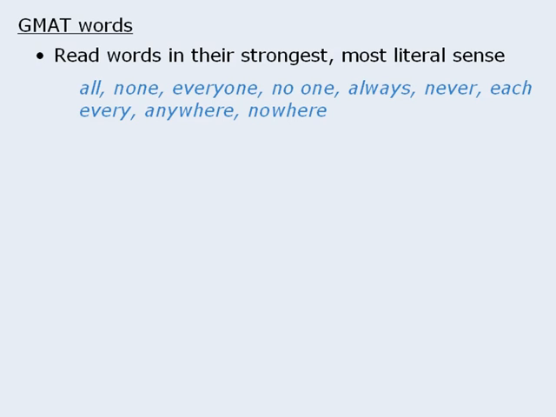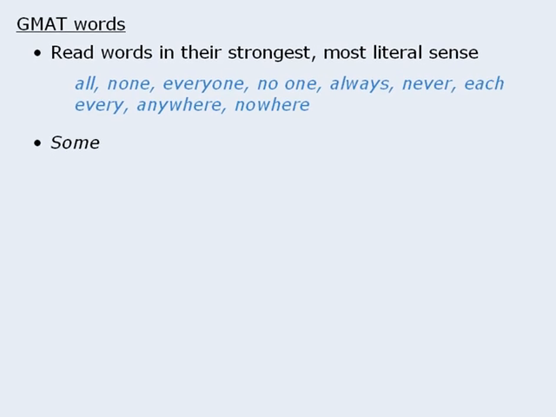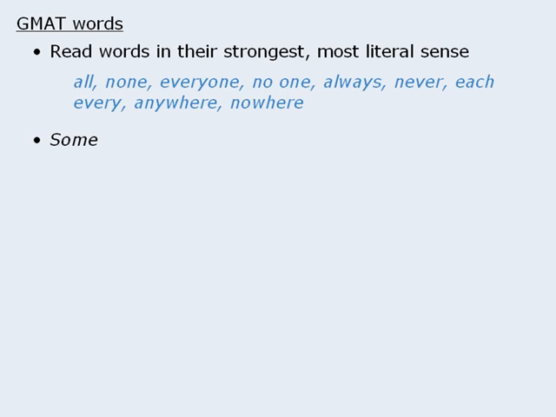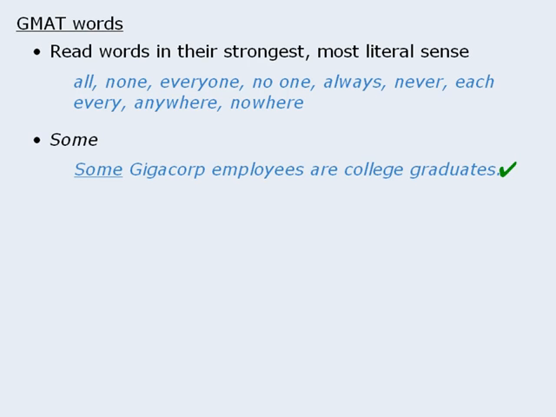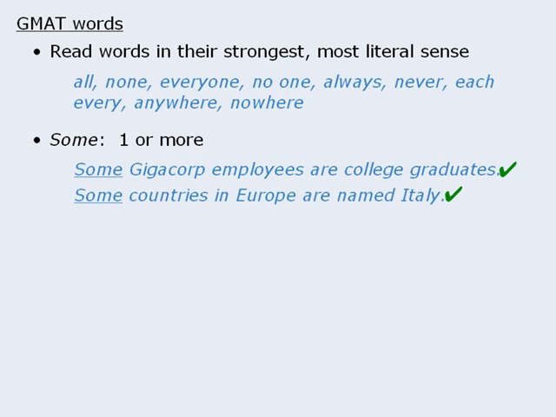Now you should also know about GMAT words that do not have extreme definitions. We'll begin with some. When we use it in a sentence, what does it mean to say that some GigaCore employees are college graduates? Well, despite how this word is used in daily activities, on the GMAT, some means one or more. So given this, it is 100% correct to say that some countries in Europe are named Italy, even though there's only one European country named Italy. It's also correct to say that some of Earth's oceans contain salt water, even though all of the oceans contain salt water.